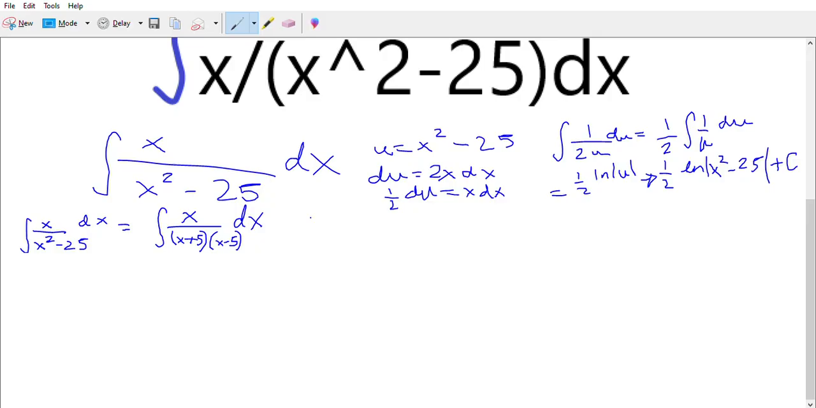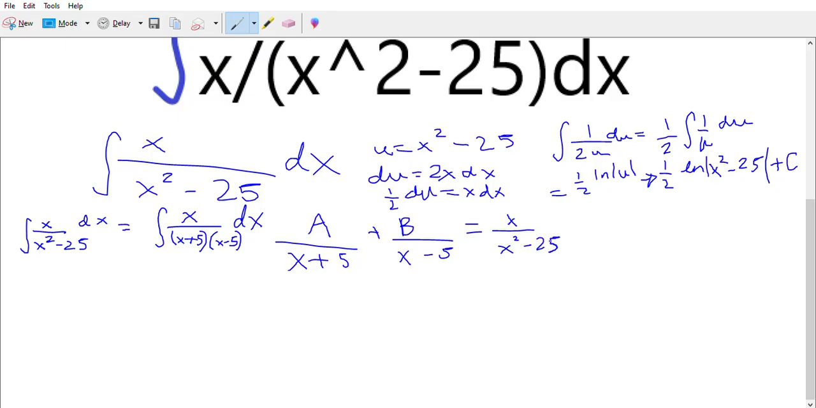Alright, now to write it in partial fraction decomposition form. This is going to be a lot of side work to be done. So here is how it's written. You can substitute any letter you want. Don't substitute an x though. I'm just going to use A and B because it makes things a bit easier. So basically A divided by x plus 5 plus B divided by x minus 5. Make that equal to x divided by x squared minus 25.